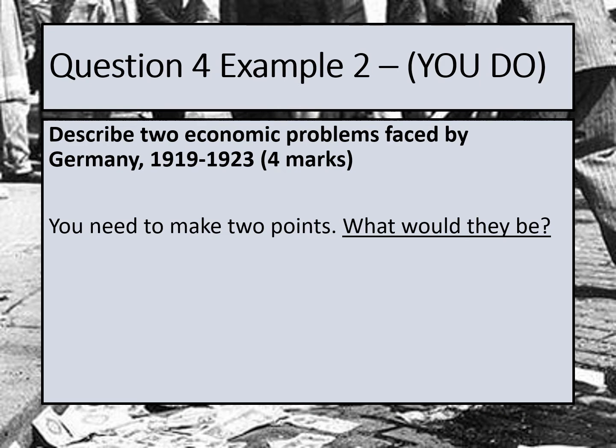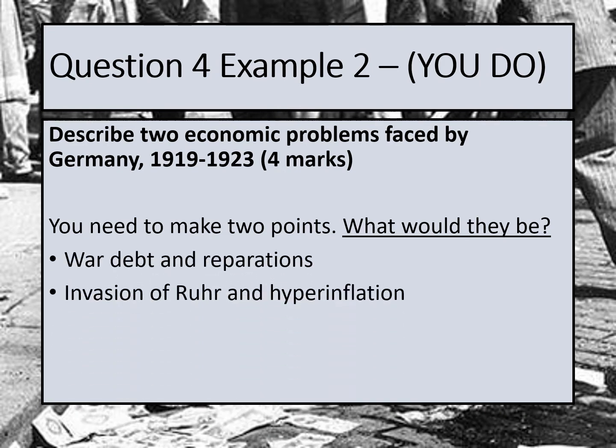Okay, so if I was going to answer this question, I would talk about these 2 points. War, debt and reparations would be point 1, so that'd be the first economic issue. And then the second one would be invasion of the Ruhr and hyperinflation. Now, I know that some of you might have talked about hyperinflation and the Ruhr separately, but I personally think that they're quite well suited together because the invasion of the Ruhr causes hyperinflation. So if you do it like this, you're covering all areas, and the examiner can't really pick you up for not adding enough examples.